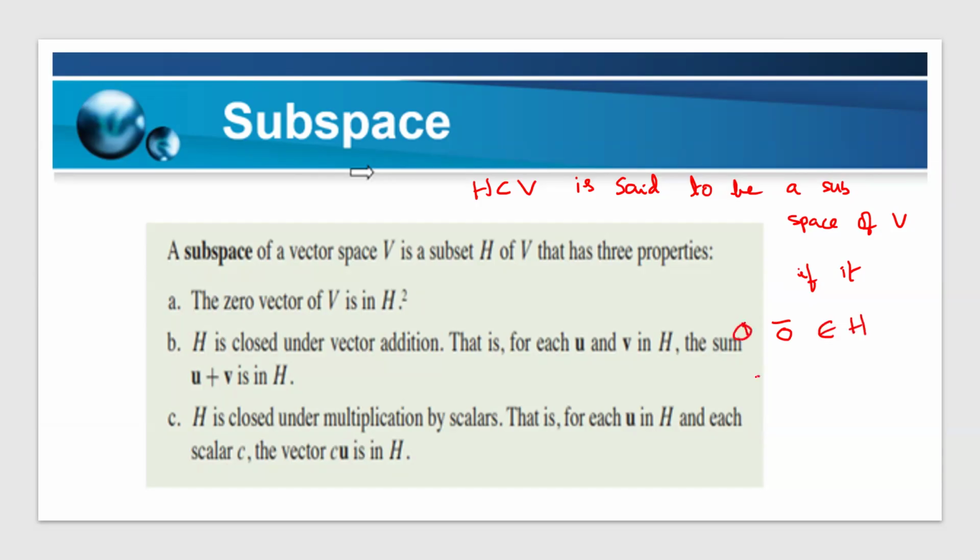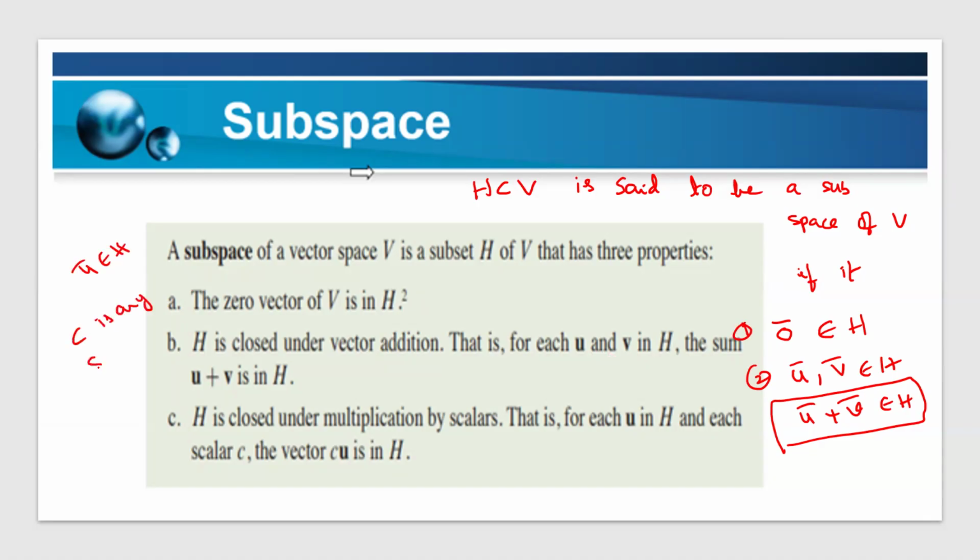Number two, you take any two vectors u bar, v bar belonging to H. u bar plus v bar should belong to H. That means it should be closed under addition. And the third property is you take any vector u bar in H and any scalar c, then c u bar should belong to H.